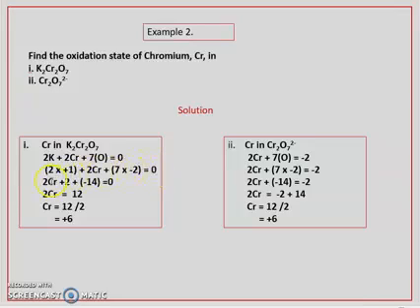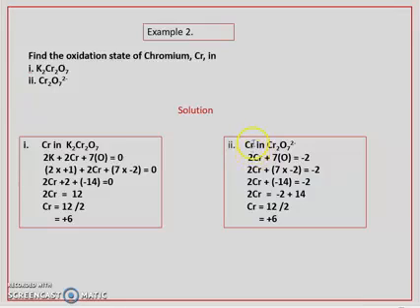So what we have now is 2 chromium, collecting like terms, 2 chromium plus 2 plus minus 14 equals 0. So we have 2 chromium equals 12. Then for chromium, divide both sides by 2. We have chromium equals 12 over 2, so equals 6. So the oxidation number of chromium here is plus 6. Are you getting it? So you can pause this video and go through the calculation.